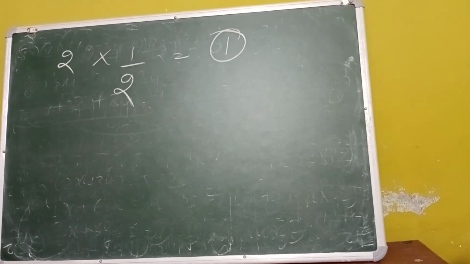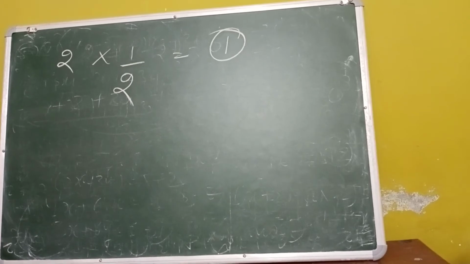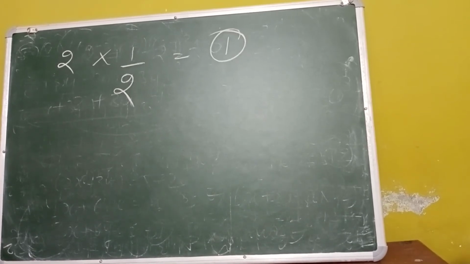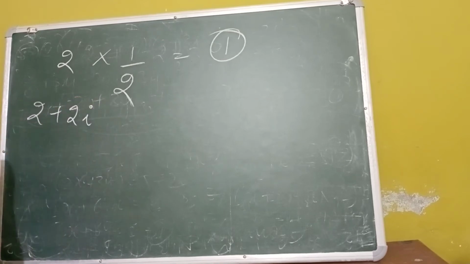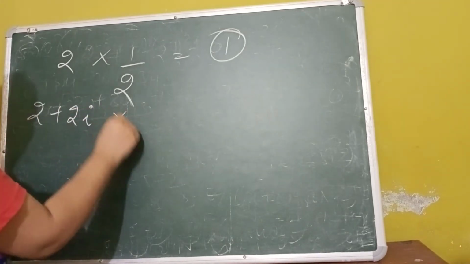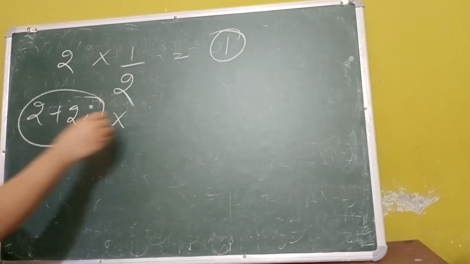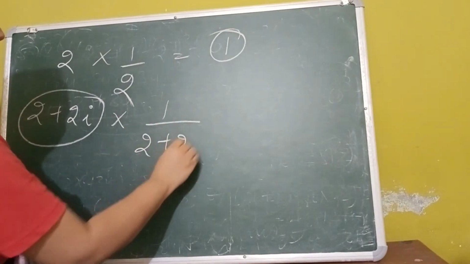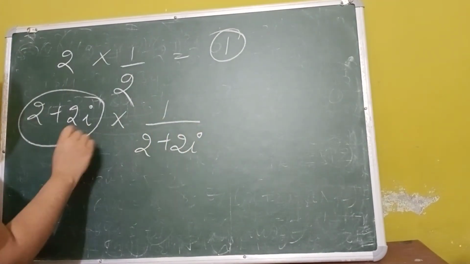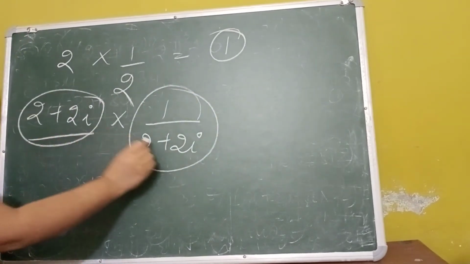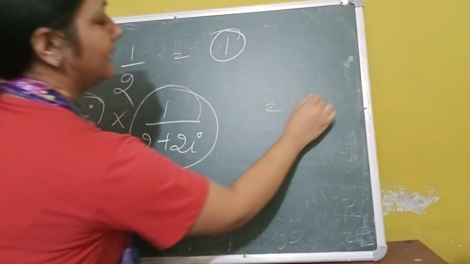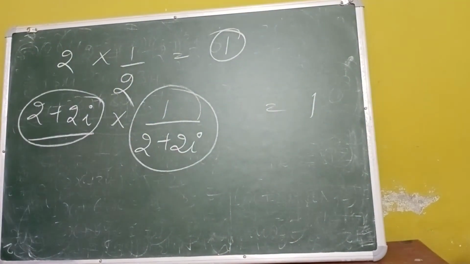So when we talk about the multiplicative inverse, it is asked for 2 plus 2i. If you can focus, then the multiplicative inverse of this will be 1 upon 2 plus 2i. Because when we multiply these two terms, the given one and the one we have taken, we will get 1. So this one is the multiplicative inverse.